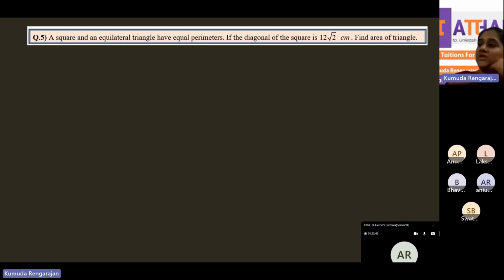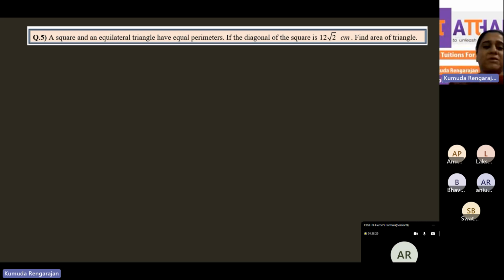What's the length of the diagonal? Diagonal of which figure? What's the formula to find the length of a diagonal? Root 2a. When you work root 2a is equal to 12 root 2, what is a? 12. And what is a, the side of the square or the equilateral triangle? Square. Then what's the perimeter of the square? 4a. So 4 into 12, 48. Now the perimeter of the square is 48.